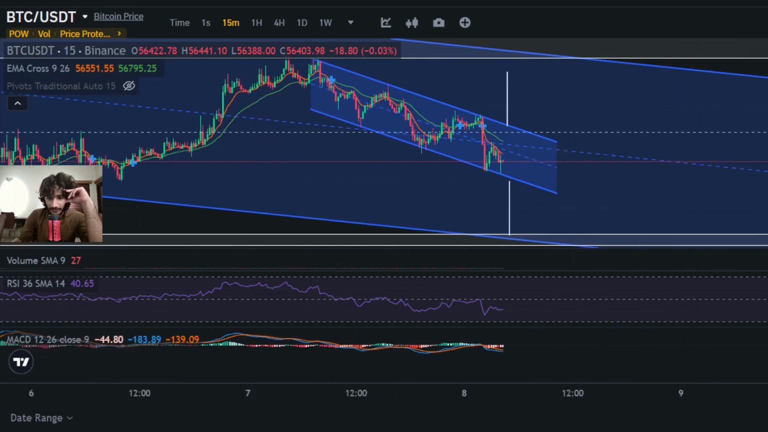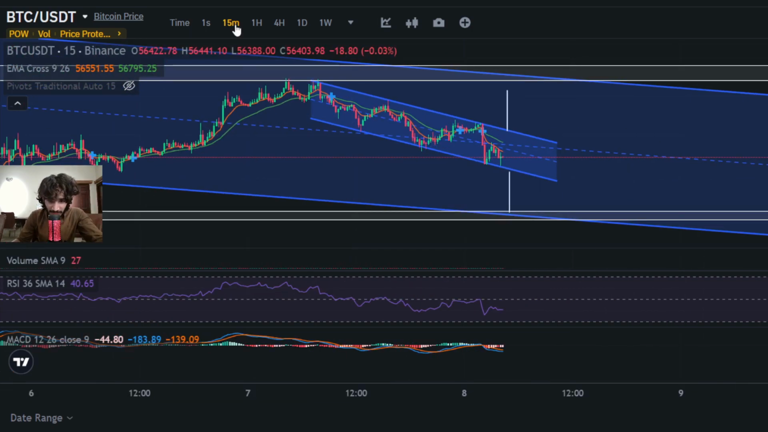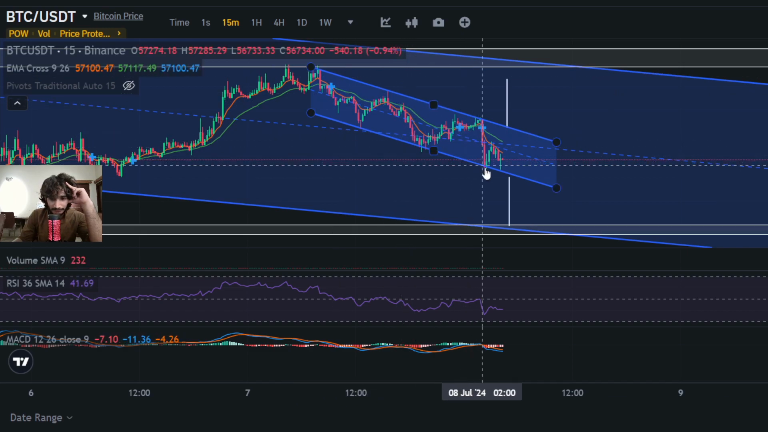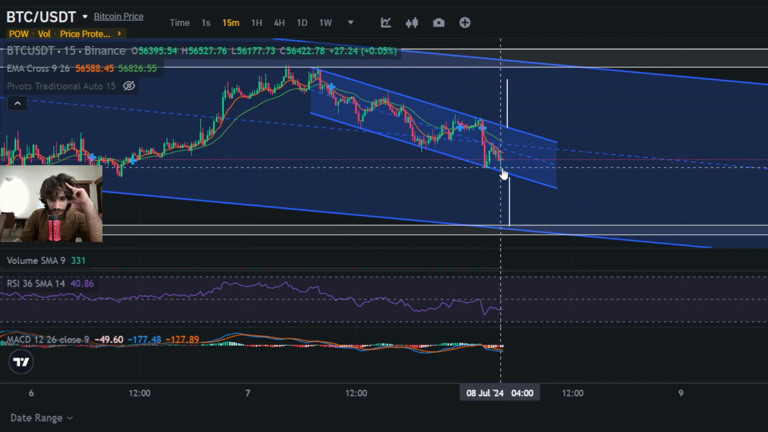So what we have here, look, this is the 15 minutes time frame on Binance. We are on the BTC USDT and what I am seeing here is that BTC is respecting this trend line or this channel very actively. It bounced back from here, it bounced back from here as well.